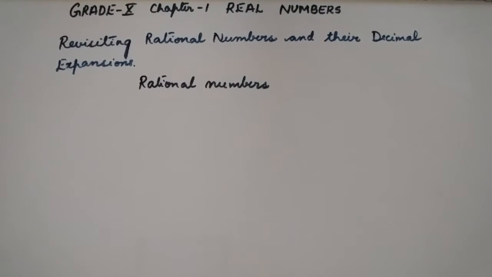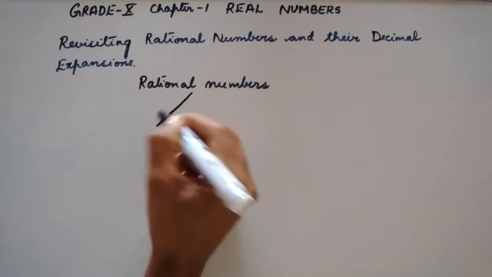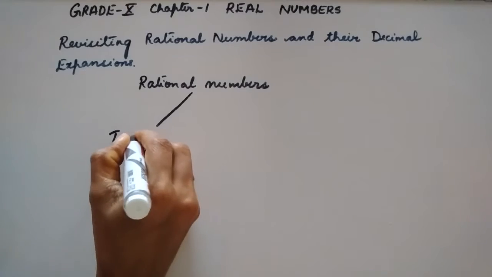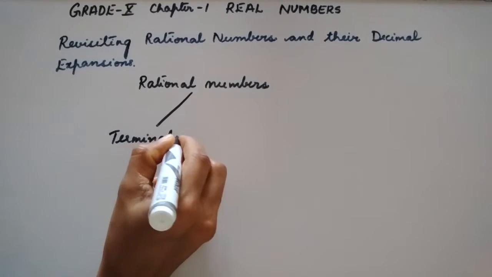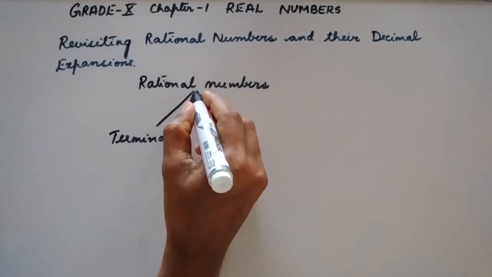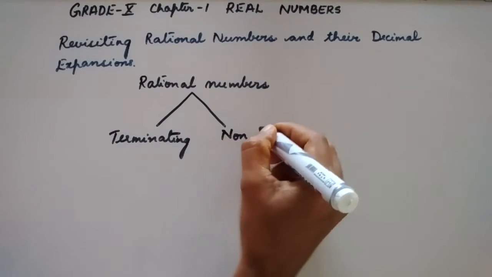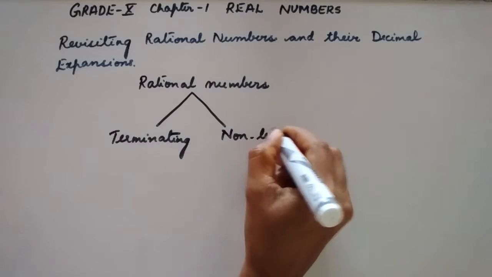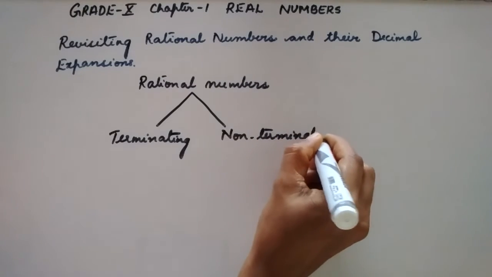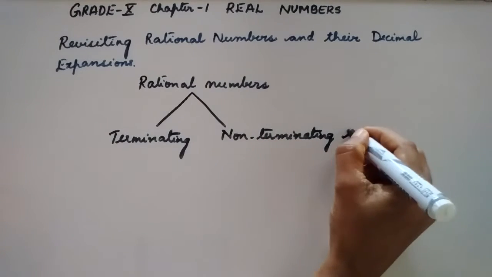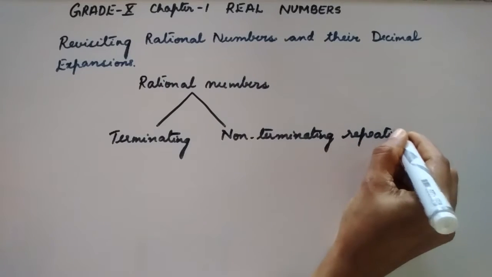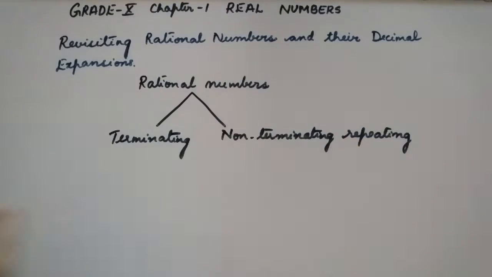We know that rational numbers have either a terminating decimal expansion, or a non-terminating repeating decimal expansion.